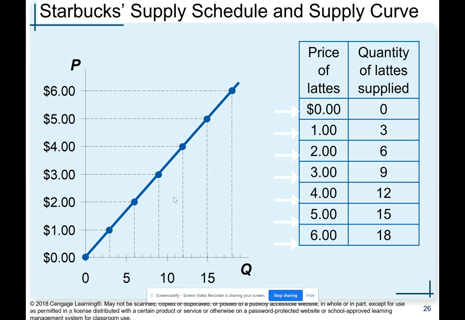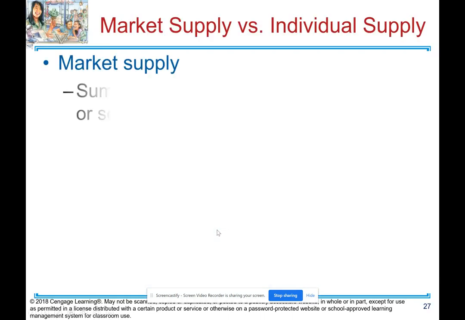And the shape of that curve represents the law of supply. The law of supply is the direct relationship between the price of a good and the quantity supplied of the good. When the price increases, the quantity supplied increases, and vice versa.